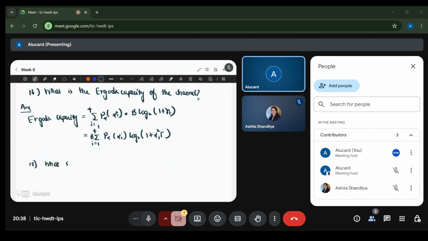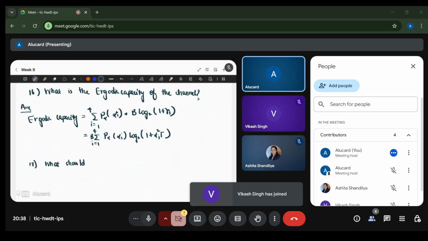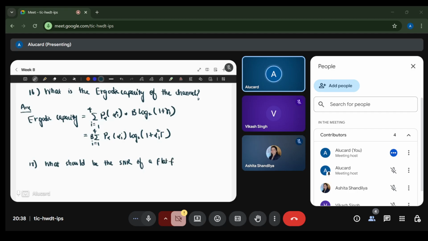What should be the SNR of a flat fading channel that has the same capacity as the ergodic capacity in the previous question?